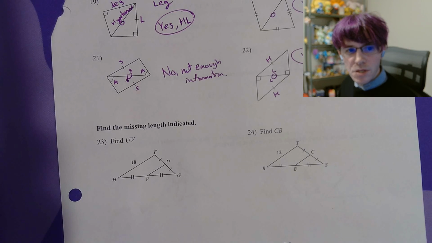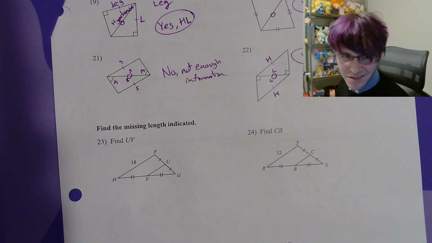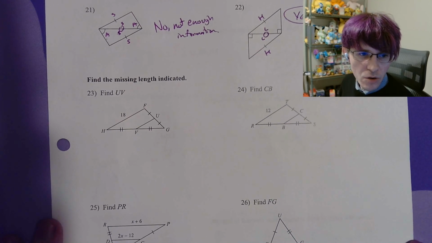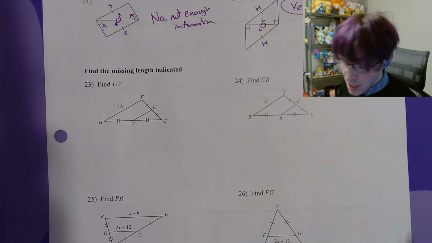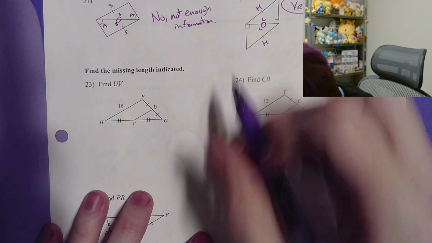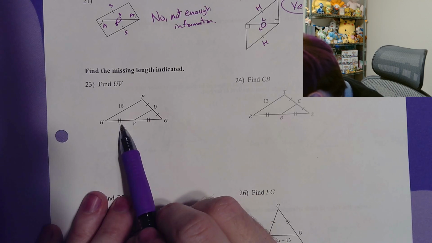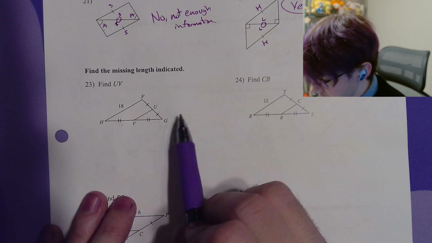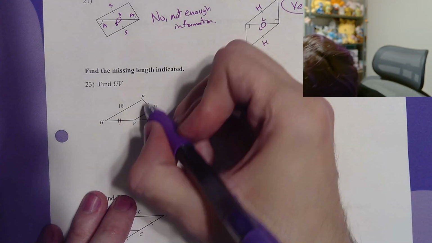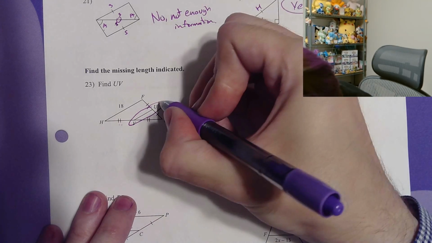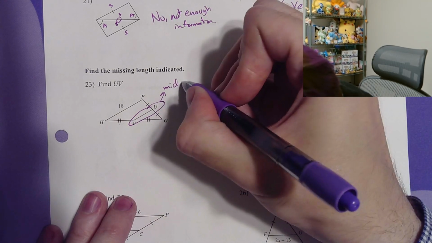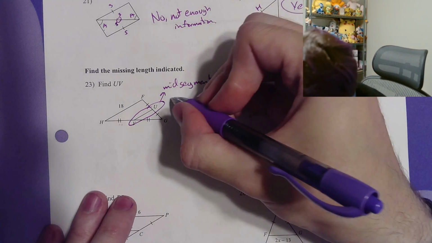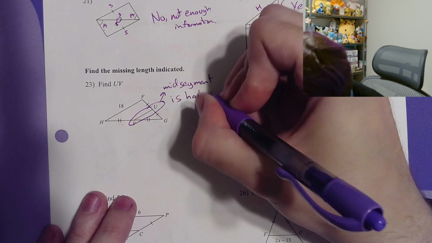We're almost done with this entire thing. Let's move on to the last couple of questions here. Question number 23. On question number 23, it says find the length indicated. The idea is that anytime you have these markings that show that these are exactly cut in half, like HG is cut in half exactly, and FG is cut in half exactly, this middle line is called the mid-segment. Mid-segment. And mid-segment is half the other side.